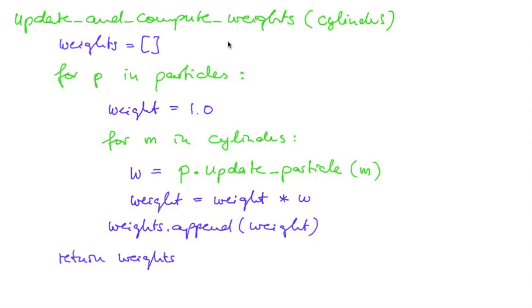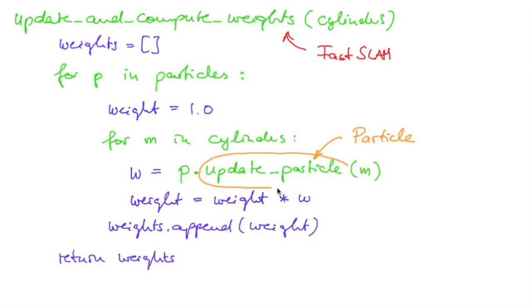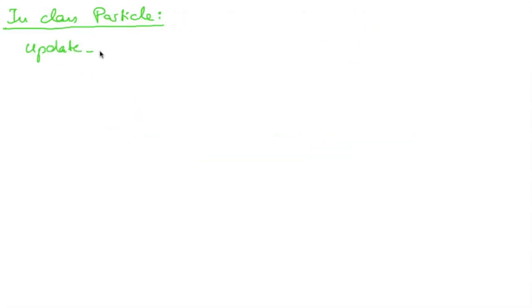So now we started with the FastSlam correct function, and we have seen this means we'll have to implement the update and compute weights function. So this is a member of the FastSlam class. Now this function just does a loop over all particles and all measurements, and calls this update particle function, which now is a member of the particle class. And this will be the function we will develop in the next steps. So let's have a look at it. So in class particle, we'll have the update particle member function, which takes a measurement, which is one range and one bearing value corresponding to the measurement of a single cylinder.